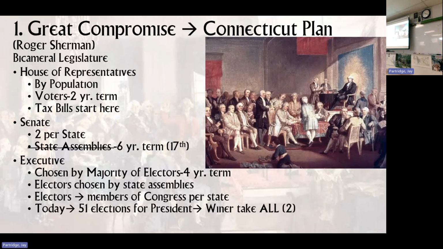Which one of the two had a bicameral legislature, the Virginia or New Jersey plan? Virginia.